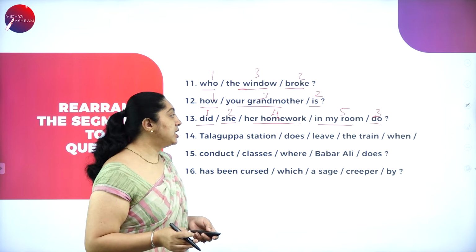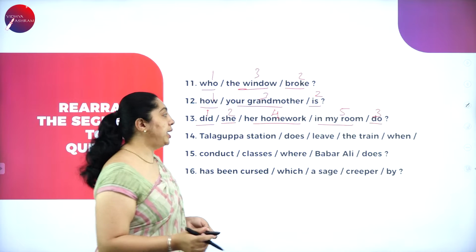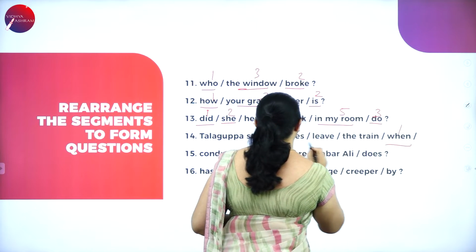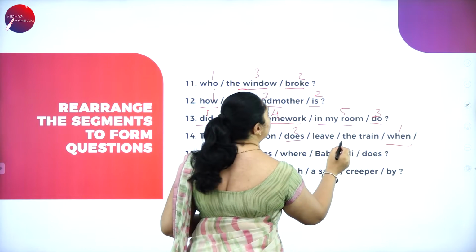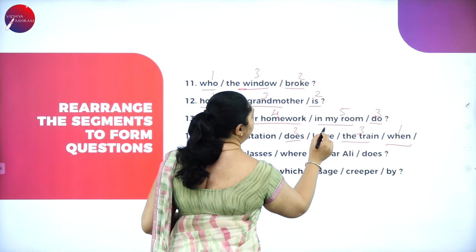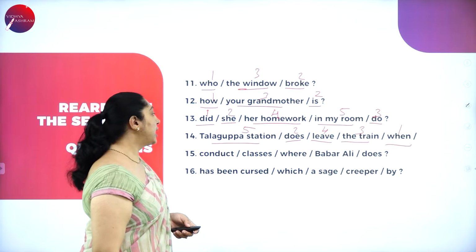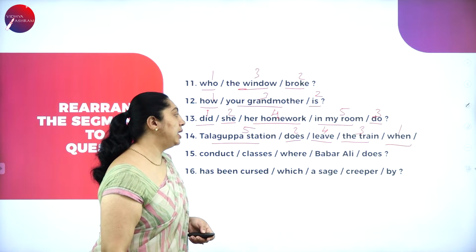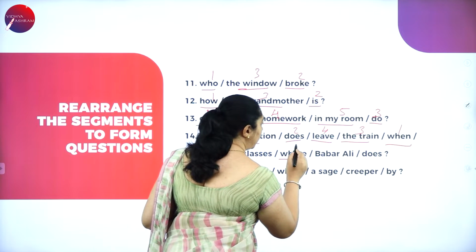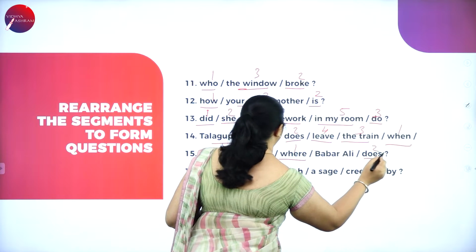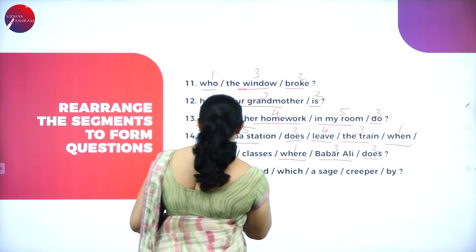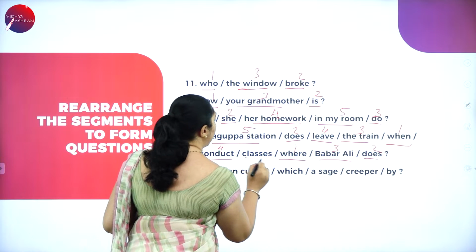Talaguppa station does leave the train when? When does the train leave Talaguppa station? Conduct classes where Babar Ali does. Where does Babar Ali conduct classes?